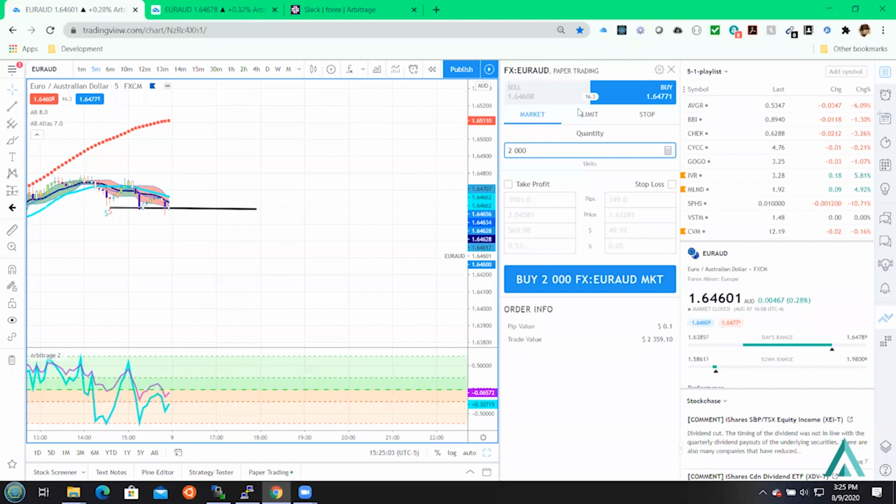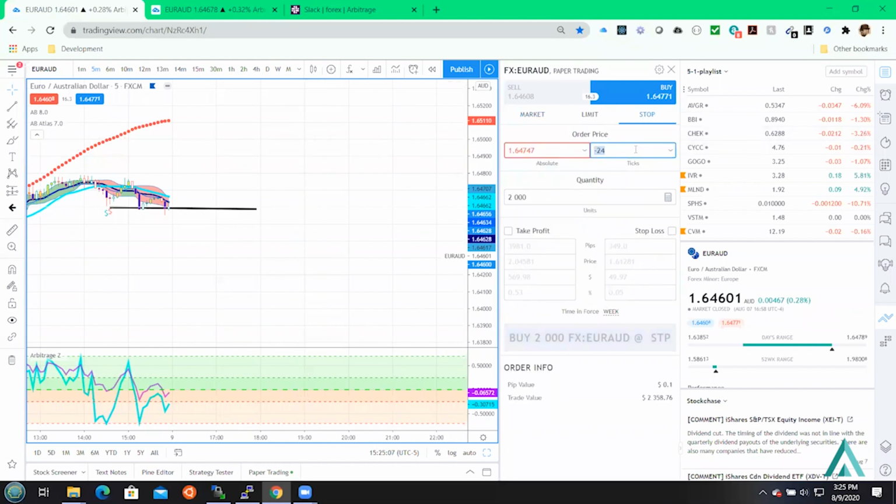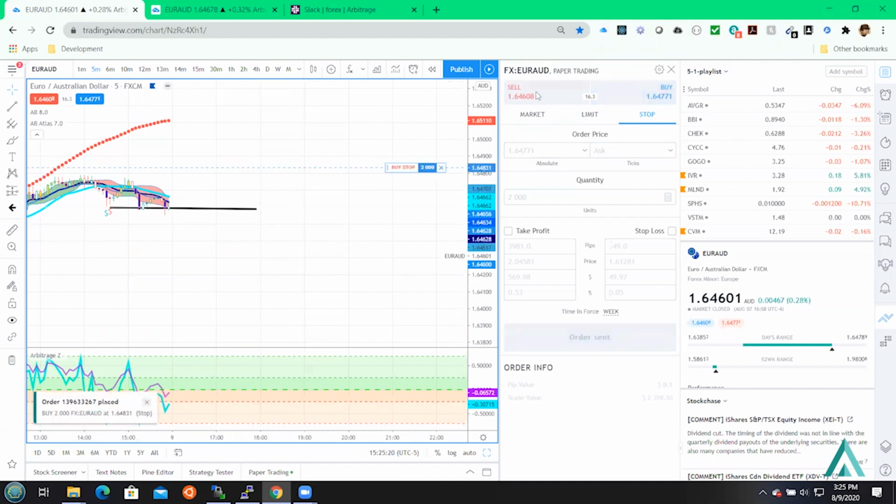Create new order. So say, for example, I wanted to play this guy going up. I'm not biased as to which way I think it's going to go, right? I will set a buy stop 60 above, and I will set a sell stop 60 below.